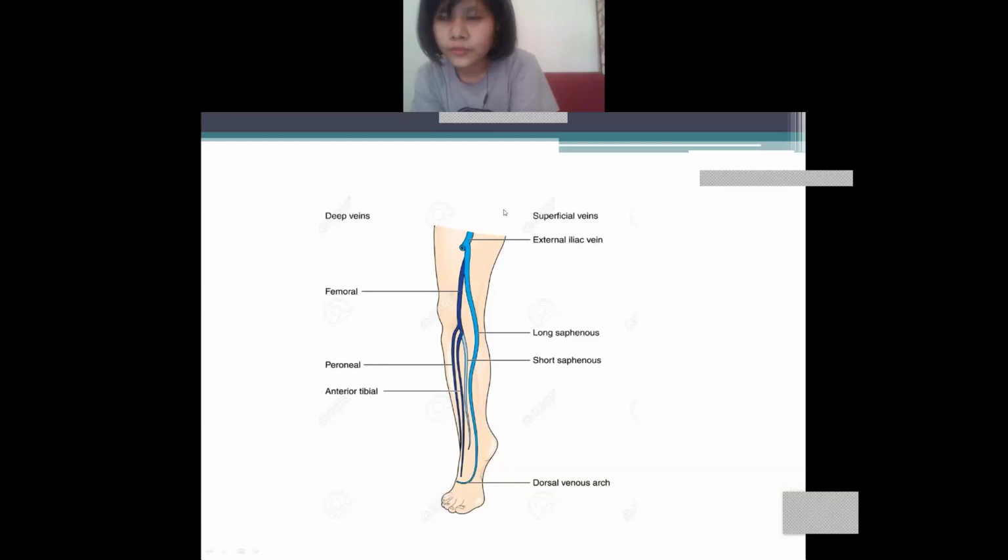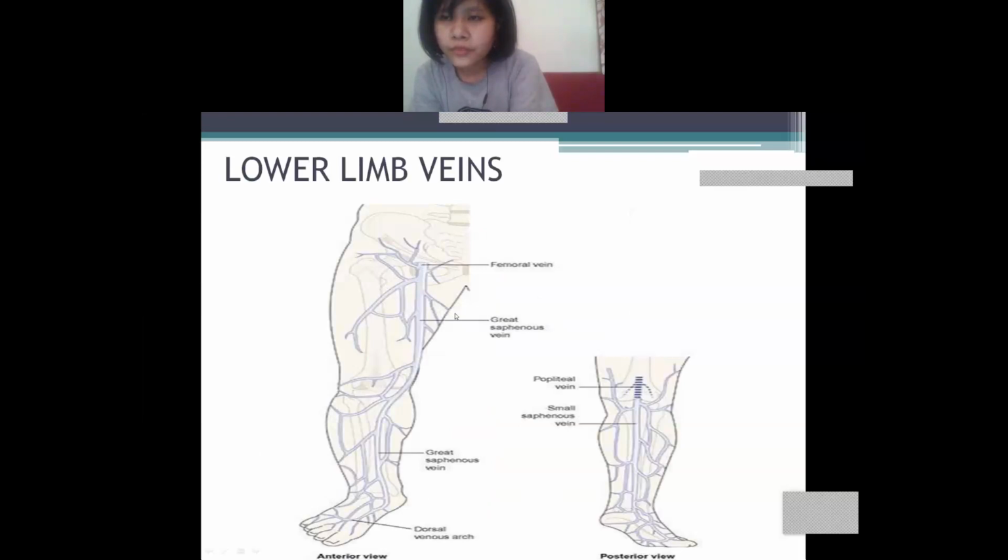Next is the superficial veins. In the superficial veins, you will find they are of two types. First is the great saphenous vein, this one, and the next is the small saphenous vein, this one. So first, let us discuss the great saphenous vein.